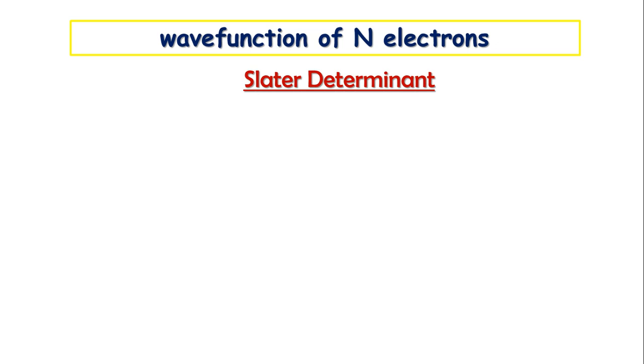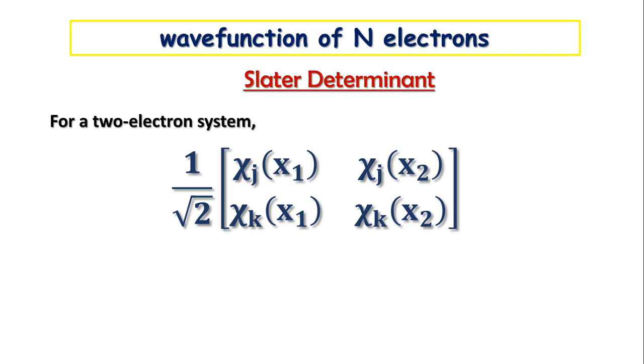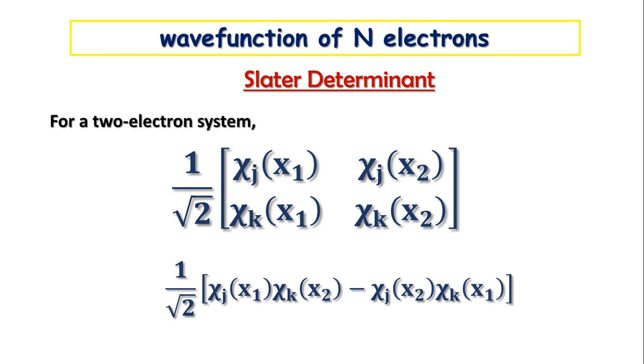For a two-electron system, the Slater determinant looks like this, where this 1 over root 2 is the normalization factor. Evaluation of the determinant gives 1 over root 2 times chi j of x1 chi k of x2 minus chi j of x2 chi k of x1. As you can see, if we put x2 here and x1 here, the evaluated Slater determinant will change its sign.